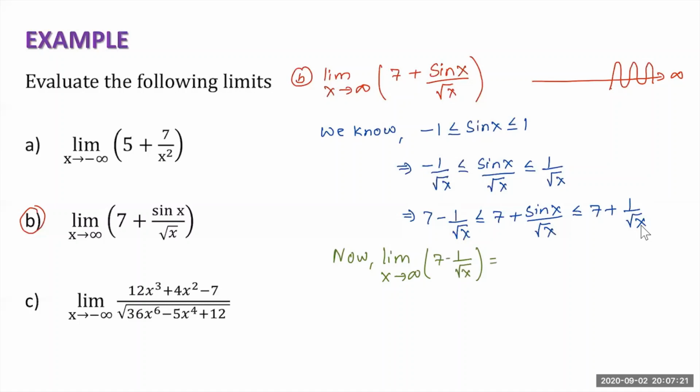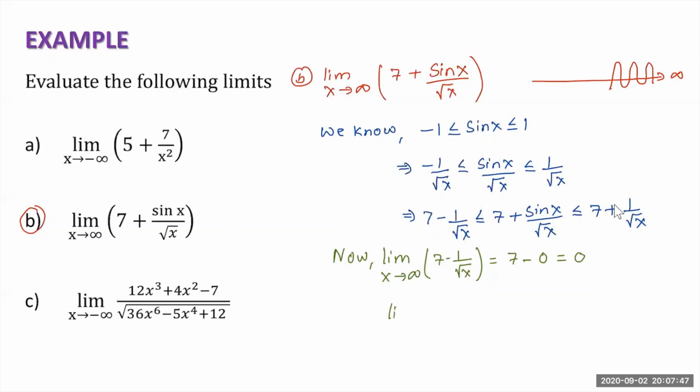That will be equal to, if we examine this carefully, this is a large number. So 1 divided by a large number is very small, approximately 0. So this is 7 minus 0, which is equal to 7. So this limit on the left end, which is 7 minus 1 over the square root of x, is 7. Let's find the limit of this one.